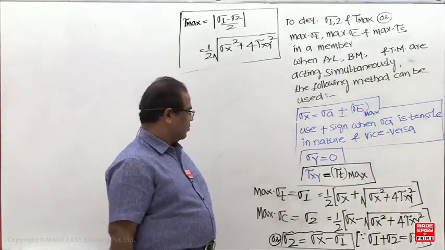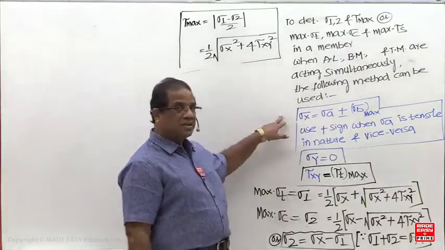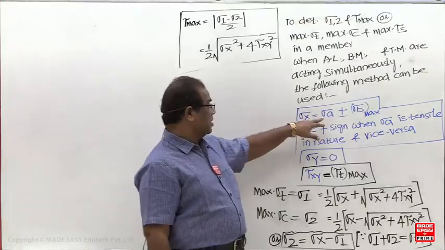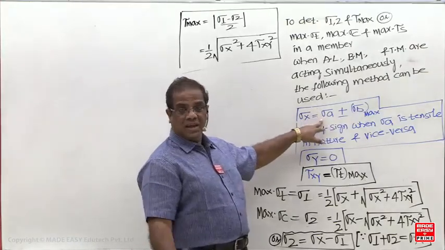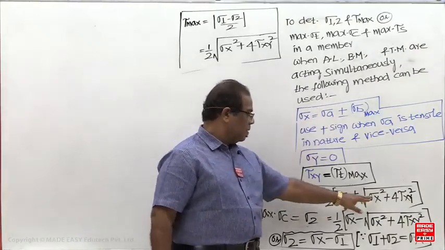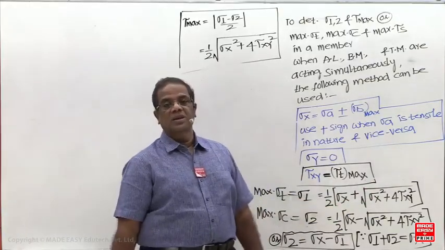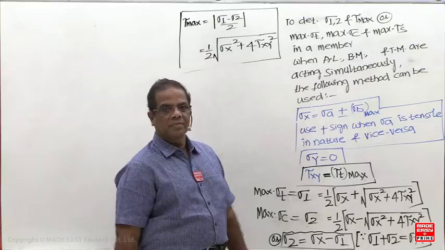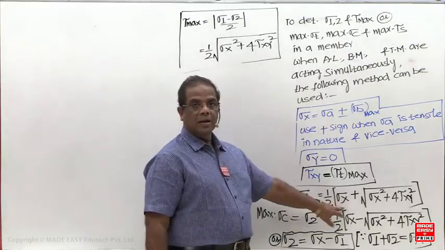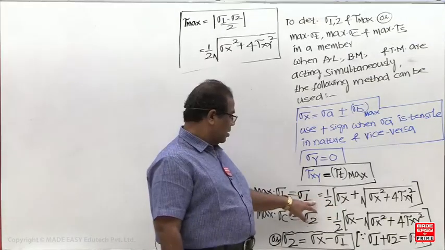Check it also, whether sigma x is positive or negative. Even though sigma x is negative, this value will be more than sigma x. You are going to get more than sigma x. That's why this will be so.